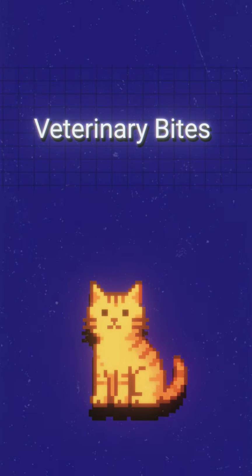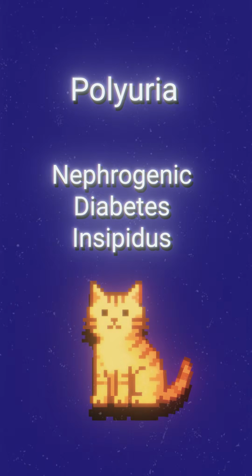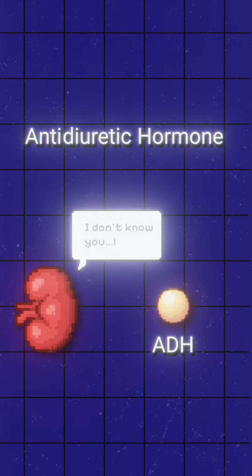Hi, this is Veterinary Bites and we're looking at polyuria in nephrogenic diabetes insipidus. Any condition that stops the kidneys from responding to the antidiuretic hormone is termed nephrogenic diabetes insipidus.